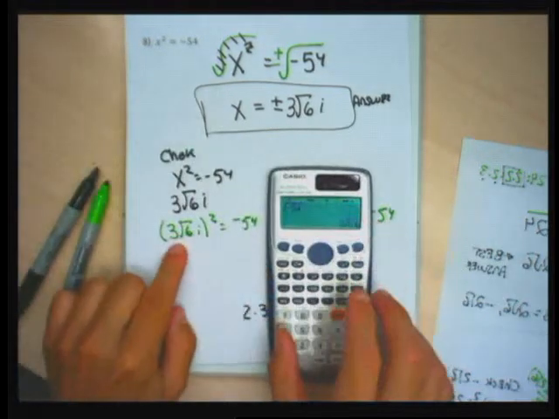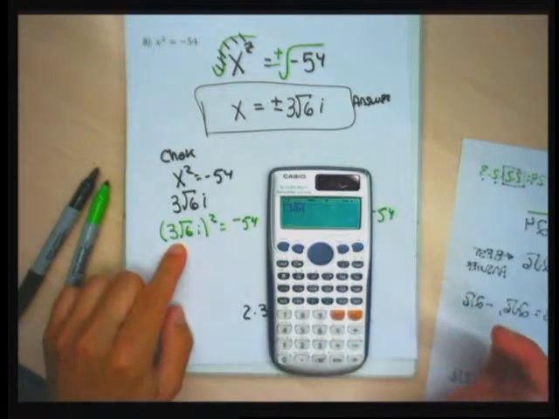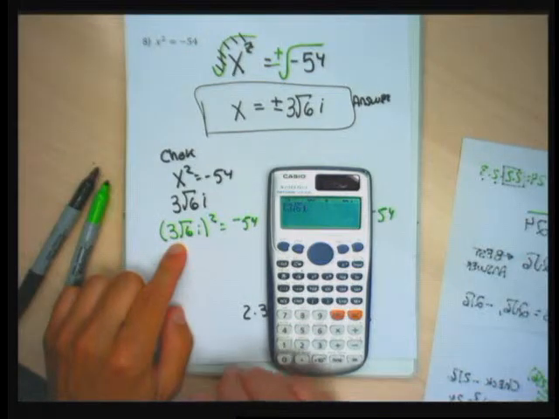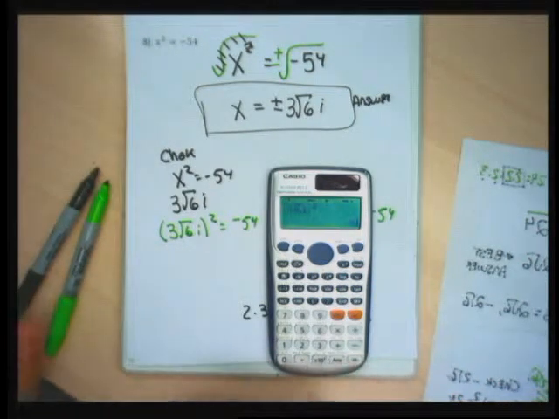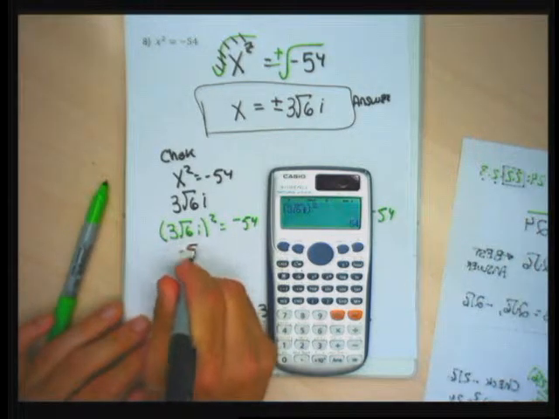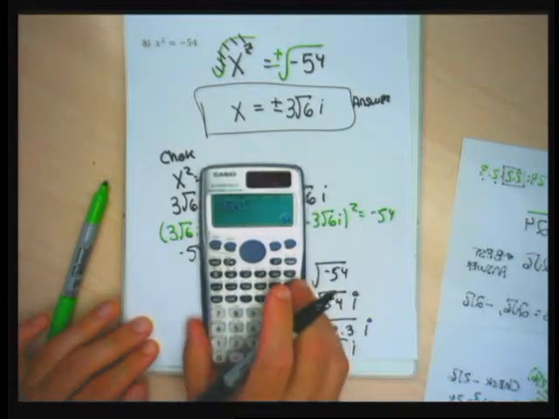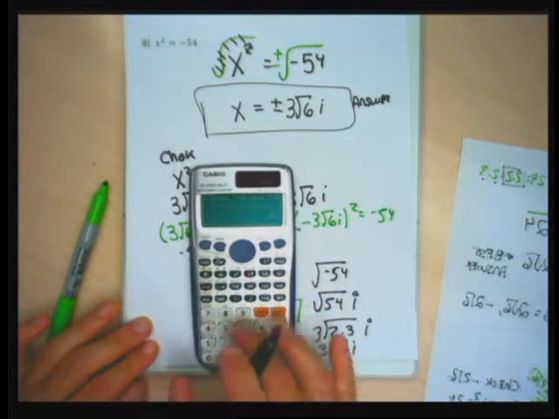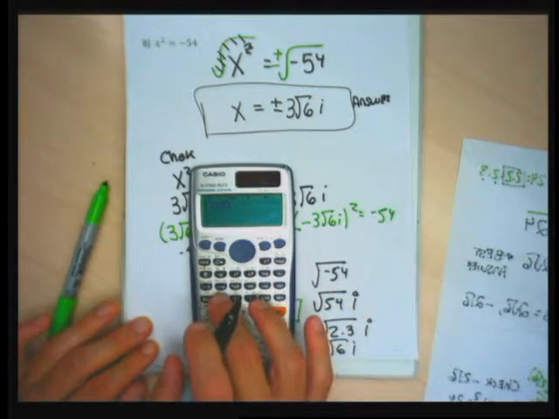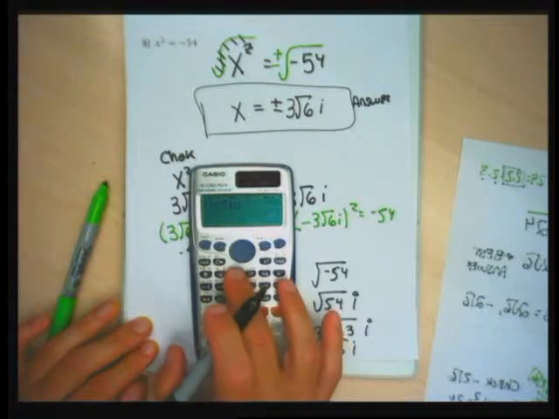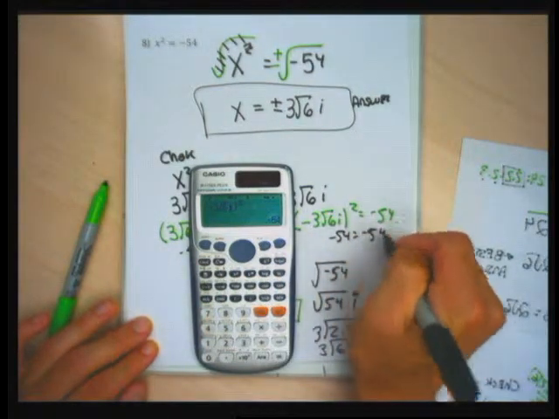So first one, parentheses 3 square root of 6, arrow to the right of the radical, hit the ENG button for the i, close my parentheses and squared, and that gives me negative 54 equals negative 54. And I'll do the same thing for the other side. So parentheses negative 3 square root of 6, arrow out of the radical, hit the ENG button for the i, parentheses squared, and I also get negative 54 equals negative 54.